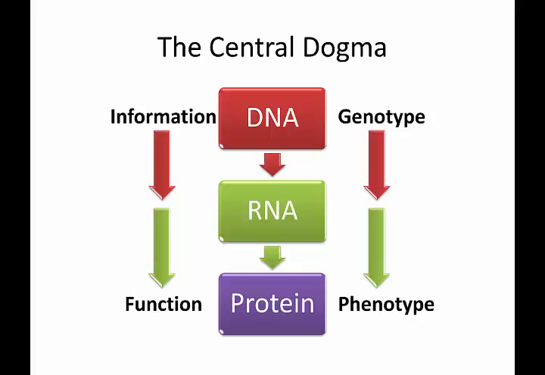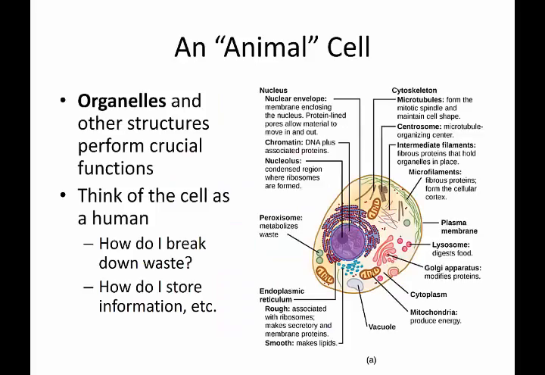And again, we're going from genotype to phenotype. So we've been talking quite a bit about the chemistry behind the cell, but now let's actually talk about how a cell works. So here we're looking at an animal cell.